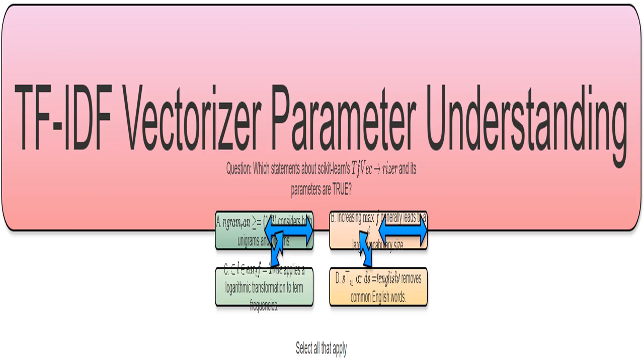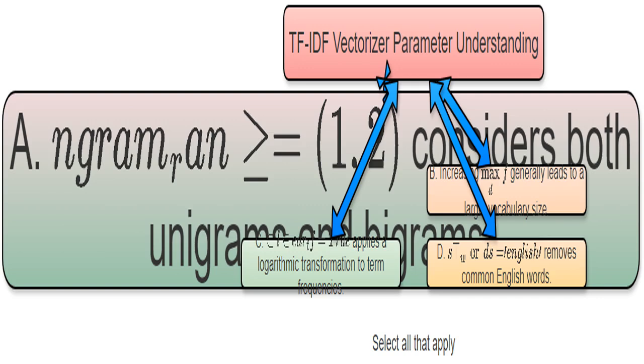I'll explain what each setting does and how it affects the process of turning text into numbers that a computer can understand. Remember, TF-IDF stands for Term Frequency Inverse Document Frequency. This method is used to represent text as numerical features based on how often words appear in a document and across all documents.